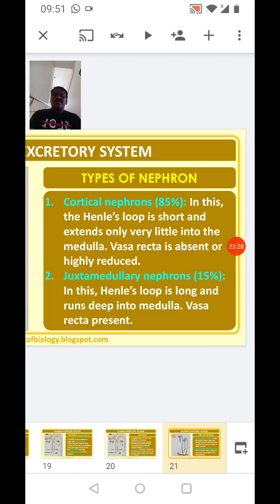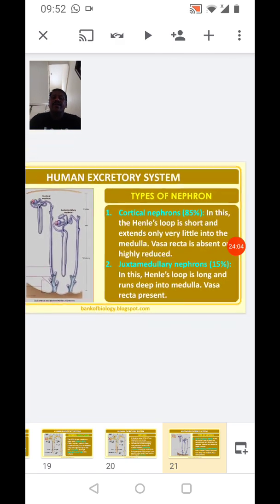Whereas the second type of nephrons are known as juxtamedullary nephrons, which are only about 15%. These nephrons contain a long loop of Henle which is deeply located in the medulla. Okay. The loop of Henle is long and runs deep into the medulla, and vasa recta is present. In the cortical nephrons, the loop of Henle is short and extends only a little into the medulla. Vasa recta is absent or highly reduced.